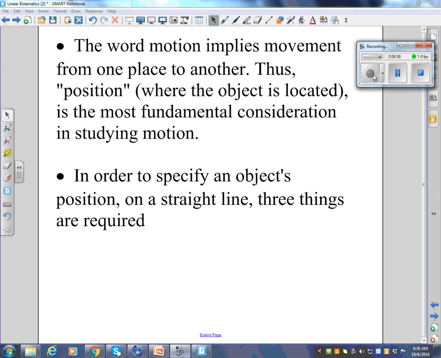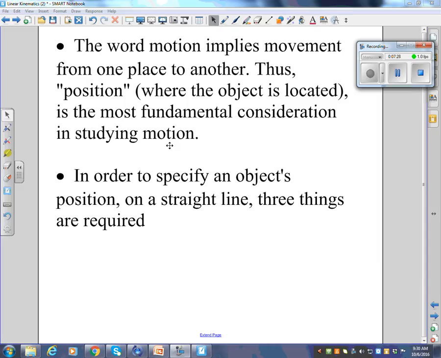Okay, I will remind you that this is all review from grade 10. So I moved on to the next page. It says, the word motion implies movement from one place to another. You guys don't need to write this down, it's right there. Thus, position, where the object is located, is the most fundamental consideration in studying motion. In other words, you have to understand how to define and work with position before you can move on to motion, because motion is the change in position. So we start with position.